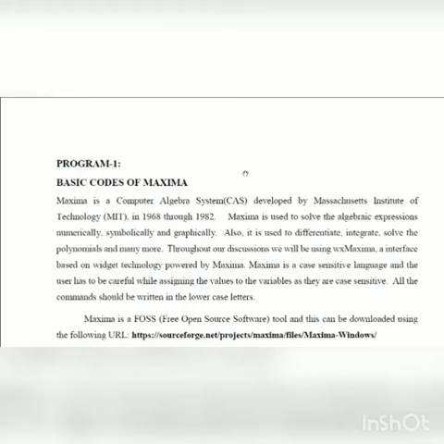Hello students. So in today's class we're going to discuss basic codes or commands which are needed while writing the programs in Maxima.